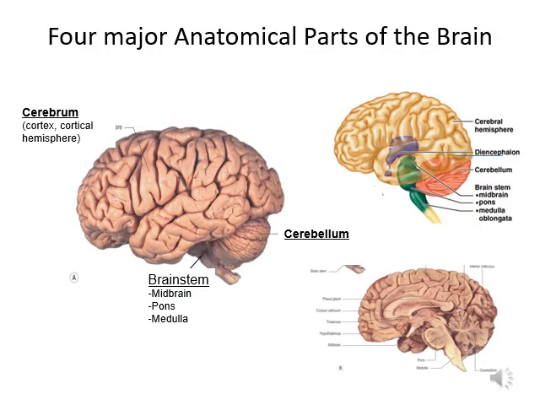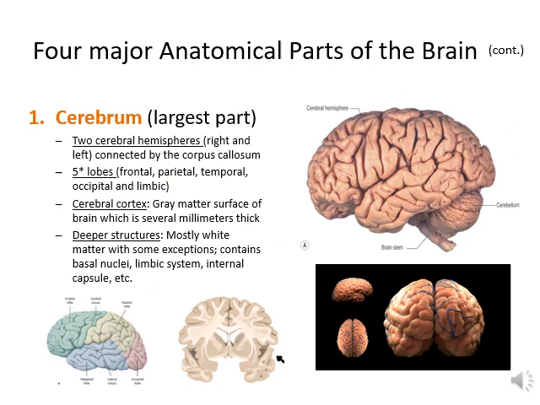Let's give an overview of the brain. Usually the brain is divided into four major anatomical parts: the cerebrum, the diencephalon, which is located inside the cerebrum, the cerebellum, and also the brainstem. The brainstem is located between the cerebrum and the spinal cord. The largest part of the brain is the cerebrum, which includes the left and right cerebral hemispheres. The two hemispheres are connected by nerve fibers called the corpus callosum.